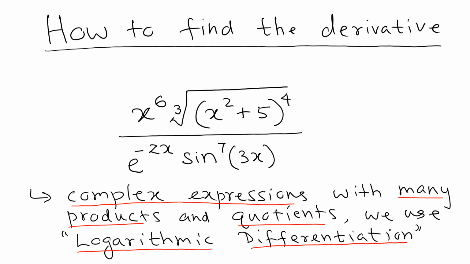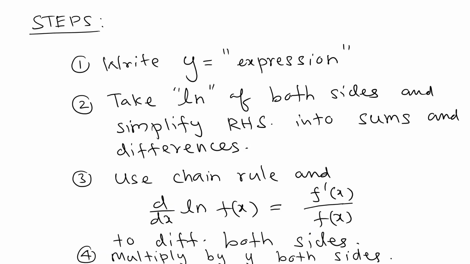So let's see the steps. Such a problem normally has 4 steps. The first step is we write the given expression as y equals the expression. We do that to make the calculation simple. The second step is we take the natural log of both sides, and then we simplify the right hand side into sums and differences.